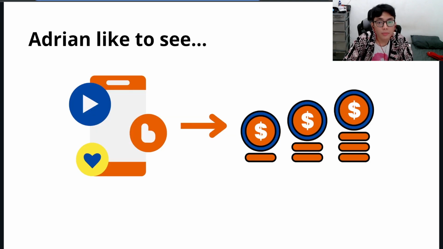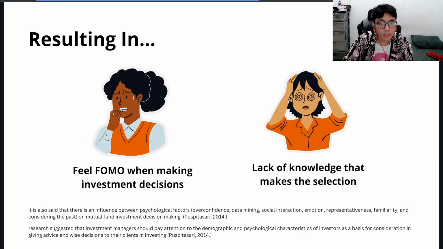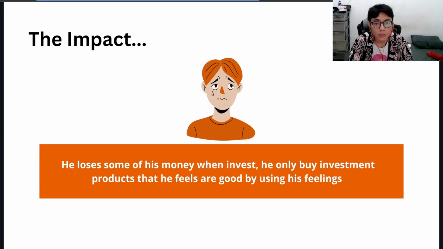He often sees social media, and many people share about investment products. This causes Adrian to feel FOMO in making investment decisions. Besides that, he also feels a lack of knowledge in making investment choices. He also tried his own investment without knowing the knowledge of investment and investment guidelines. It caused him to lose some of his money when investing. He only buys investment products that he feels are good by using feeling.